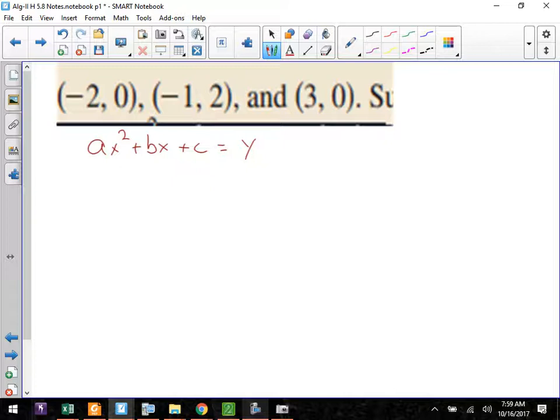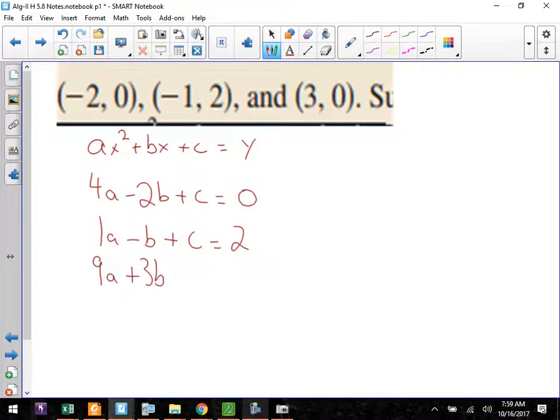So you're going to write it out 3 times. You've got your negative 2 squared, so I'm going to get 4a minus 2b plus c is 0. All right. I get 1a minus b plus c is 2. Then I get 9a plus 3b plus c is 0. All right with that? Okay.